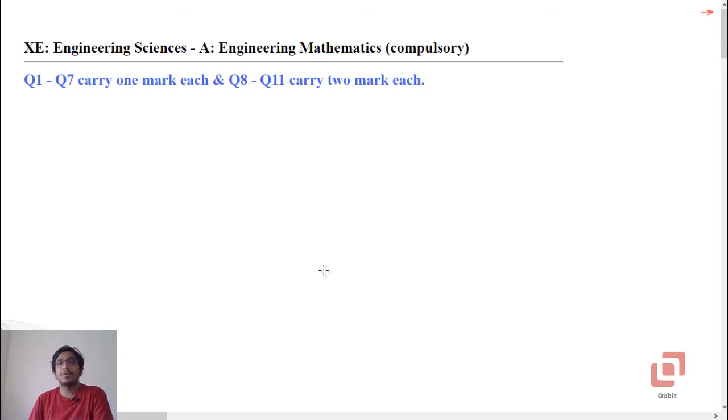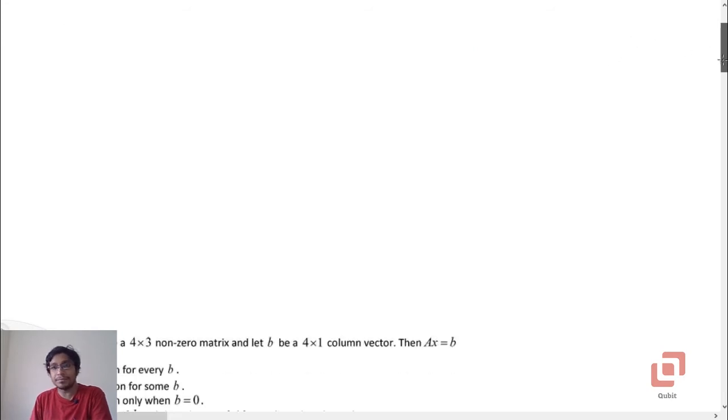In this session we are going to solve the engineering mathematics section of GATE XE, and this is the year 2020. As most of you might already know, this section consists of 11 questions, out of which the first 7 carry 1 mark each and the remaining 4 carry 2 marks each. So let us start with our first question.